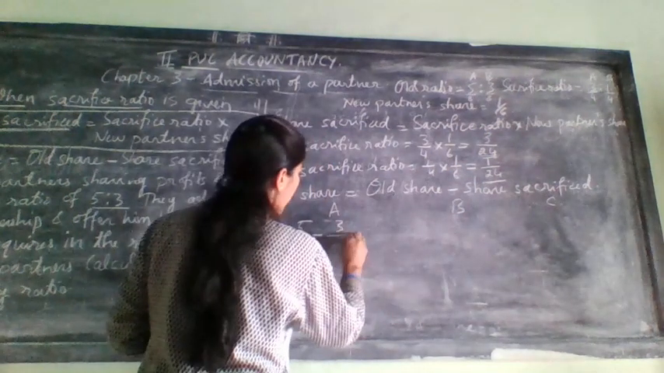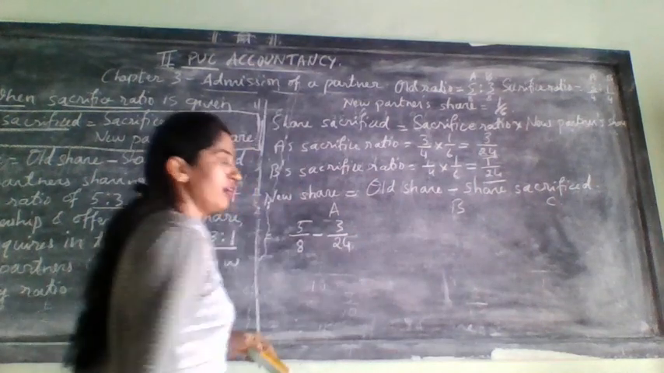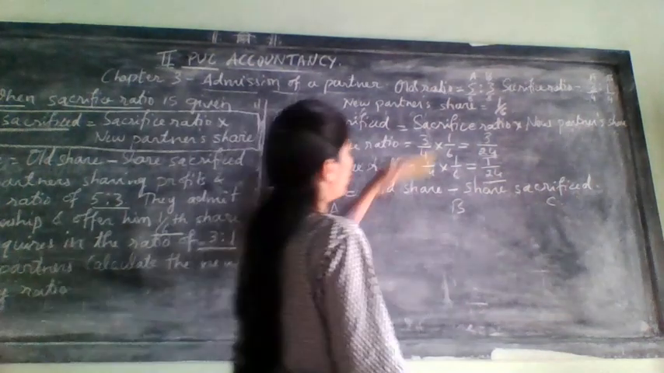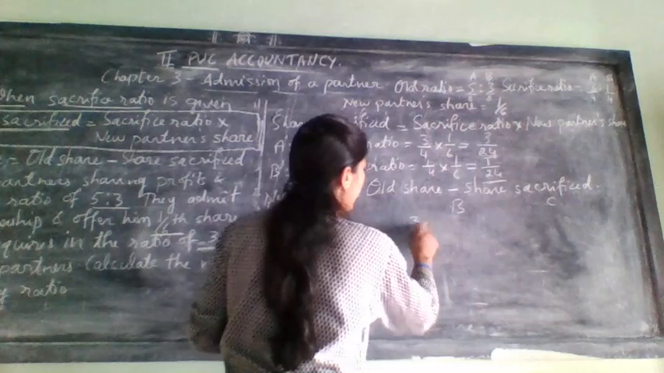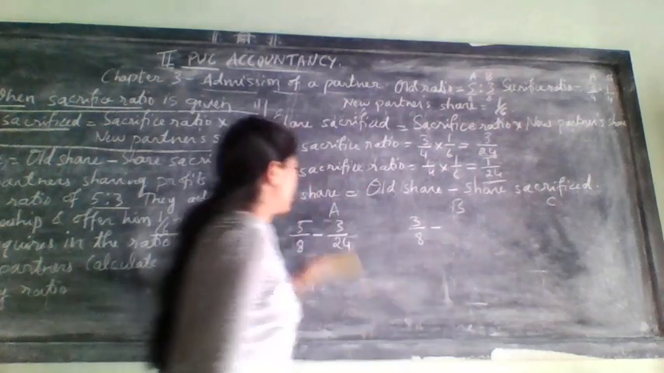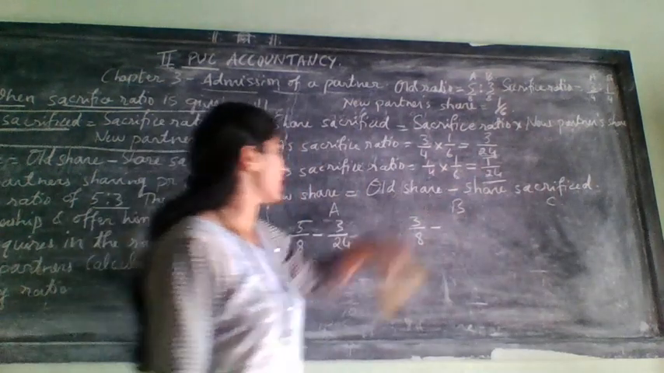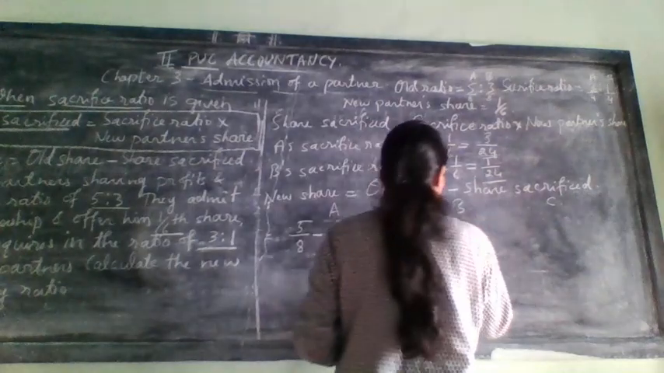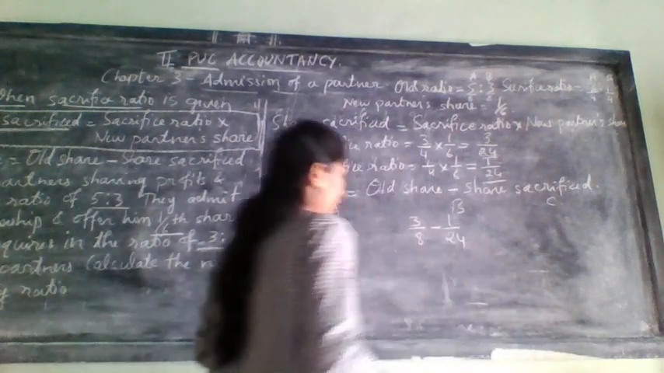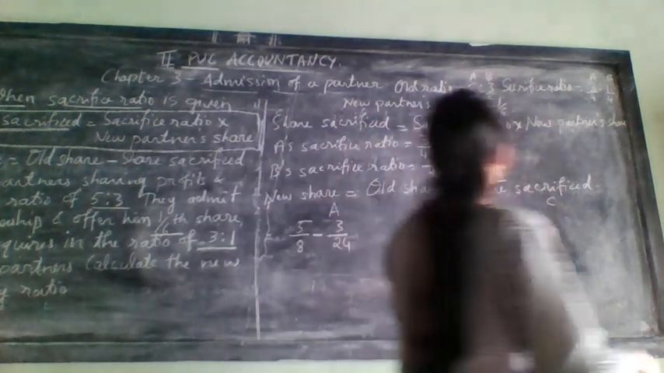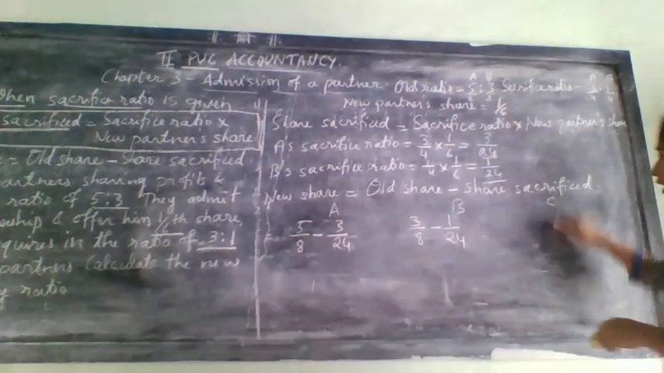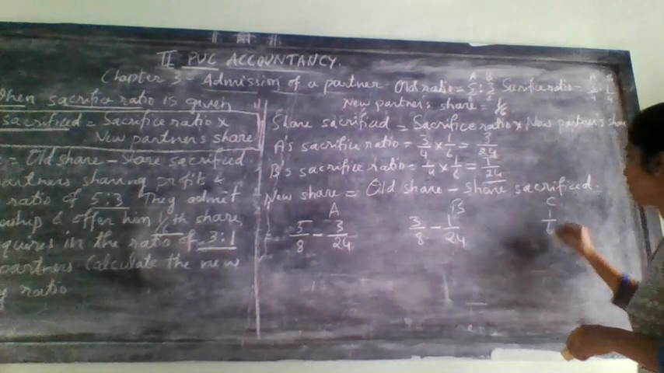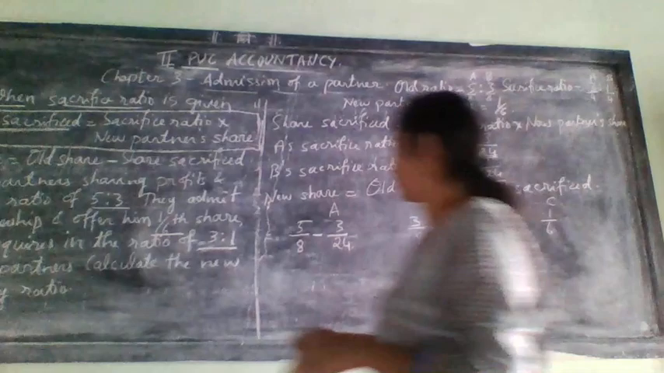3/24. So write here 3/24. And for B, old ratio is 3/8 minus share sacrifice is 1/24. And for C, his share is given here. Write as it is. Later we can convert into common denominator and we can find out.